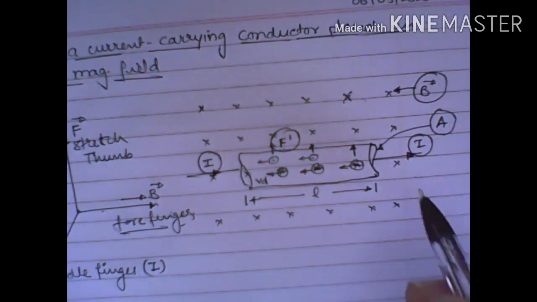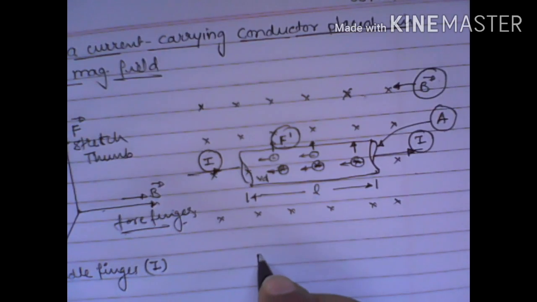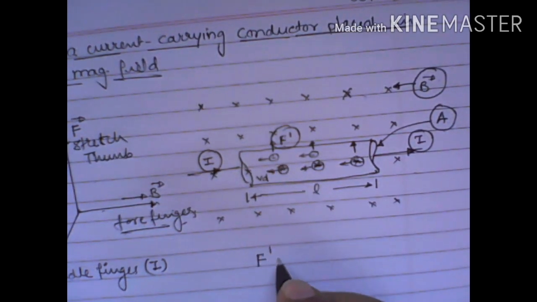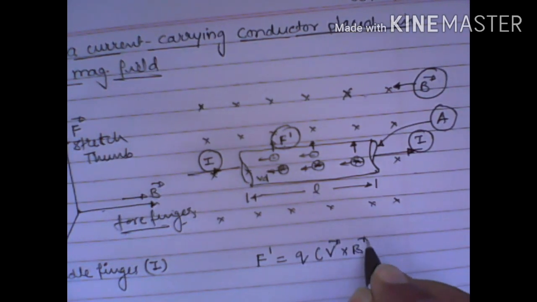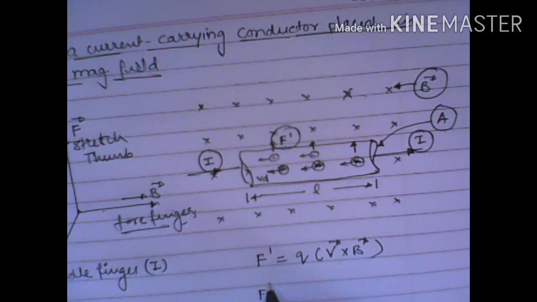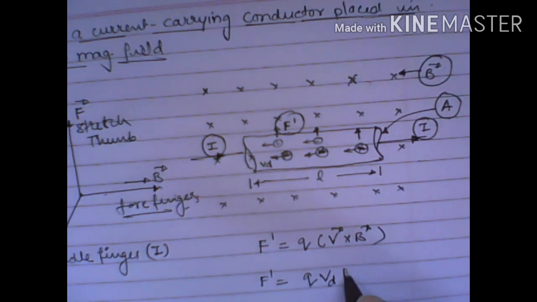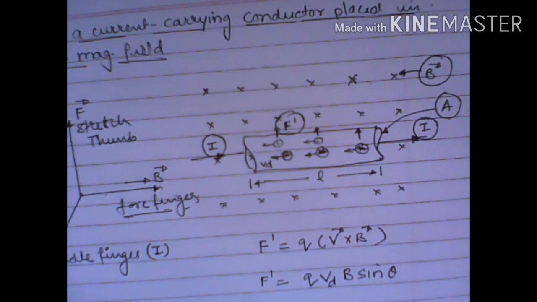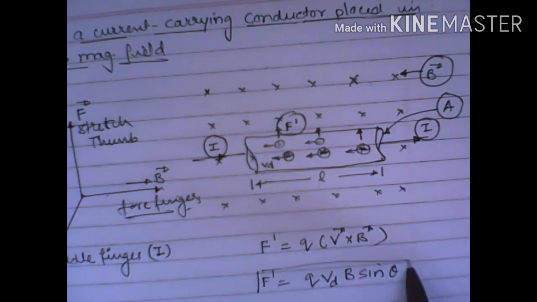So as I told, the length is L, cross section area is A. So let us consider one of the electrons, the force F dash is given by Q into V cross B. This is the Lorentz force acting on one electron. So F dash is equal to Q into the velocity with which the electron is moving, the drift velocity, into B into sine theta. So F dash is equal to Q VD B sine theta. Now this is the force exerted on one electron.